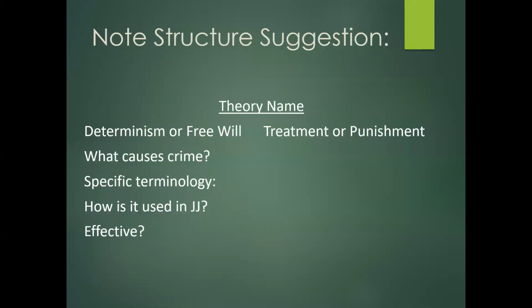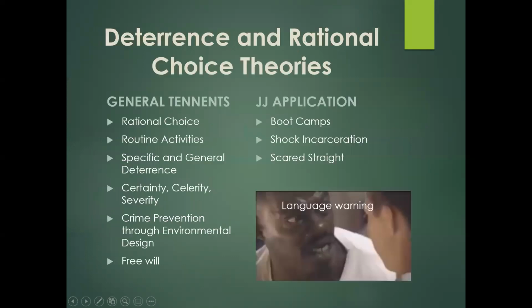So here's what we want to pay attention to. Is this a deterministic or a free will theory? Is it focused on treatment or punishment? What does this theory say causes crime? What terms are associated with it? How is it used? And is its use effective?